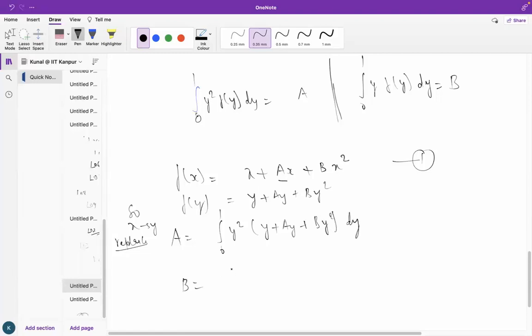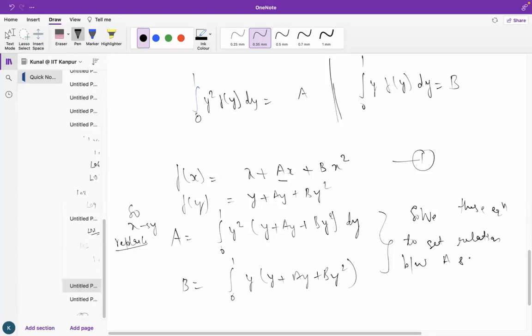Now what is our b? Our b is we are integrating from 0 to 1 of f of y dy. So y times f of y is nothing but y plus ay plus by square. Okay, so now solve these two equations to get a relation between a and b, and then try to find a and b.